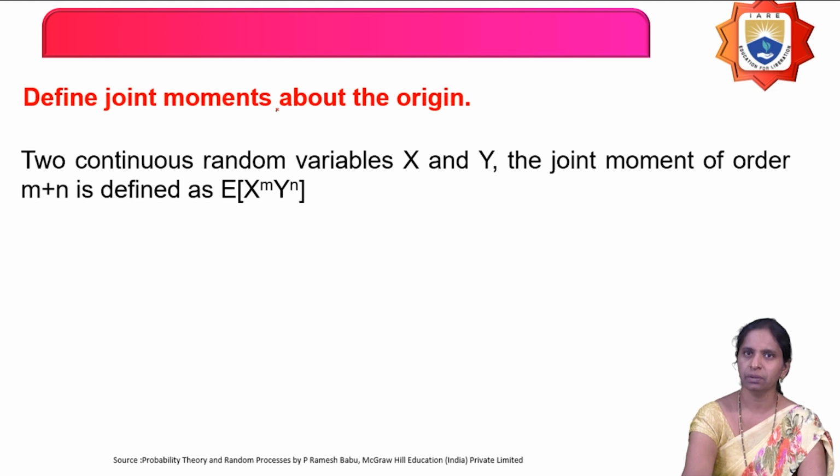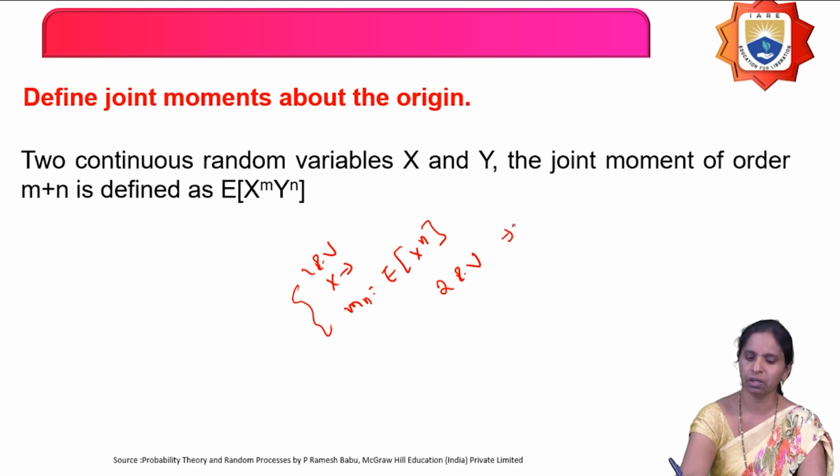Next, define joint moments about the origin. Previously we have seen that if x is a random variable, then the nth moment is defined as the expectation of x power n. Here you are taking a single random variable. For example, if I have two random variables, I call it joint. If I have more than one random variable, it is called a joint density function, joint distribution function. Similarly, joint moments. If you have more than one random variable, that is 2, 3 and so on up to n random variables, then it is called joint moments about the origin.